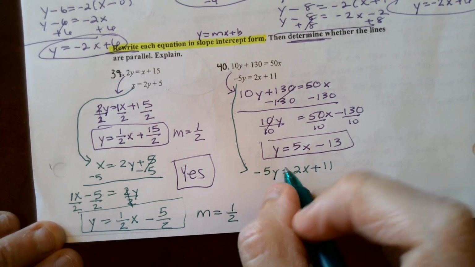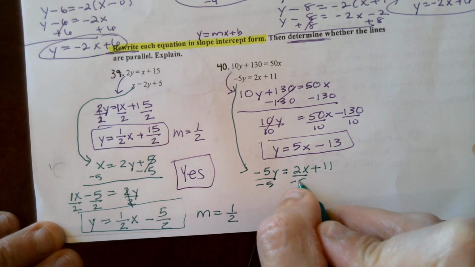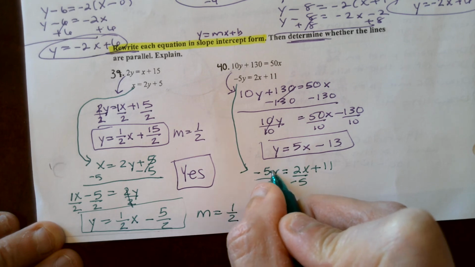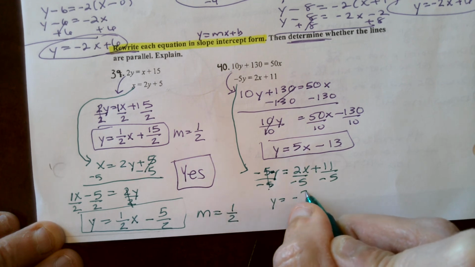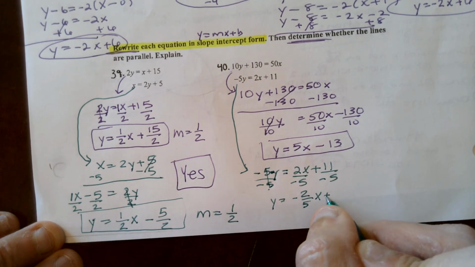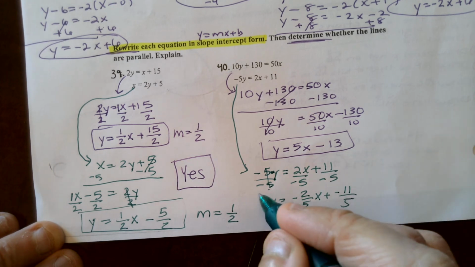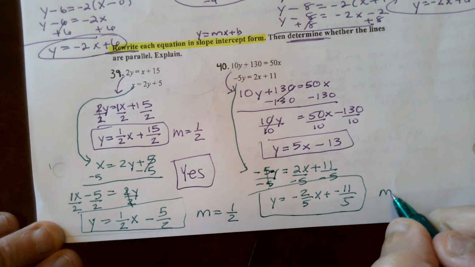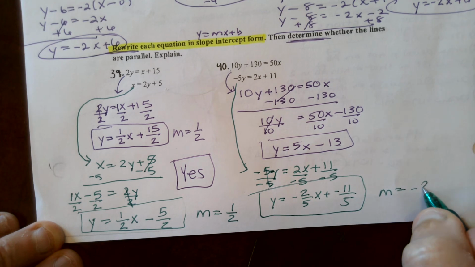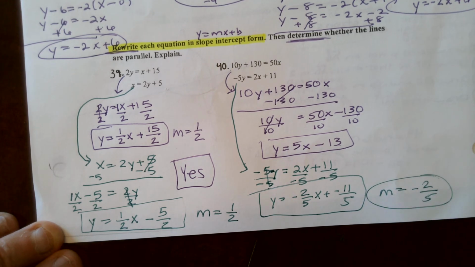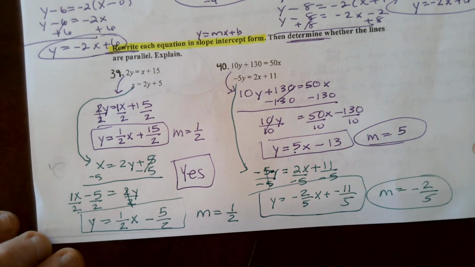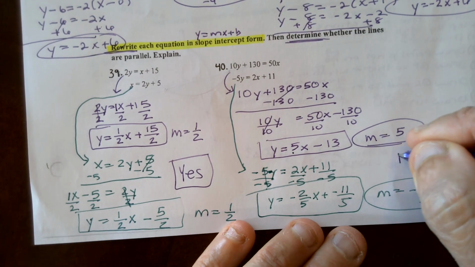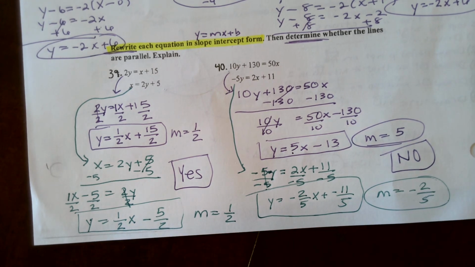Solve for y. Remember, that's multiplied here. It's not subtracting. These are multiplied. That's why I'm dividing. Slope here is what? Boom. Slope here is what? Boom. Parallel? No. Are they perpendicular? No.